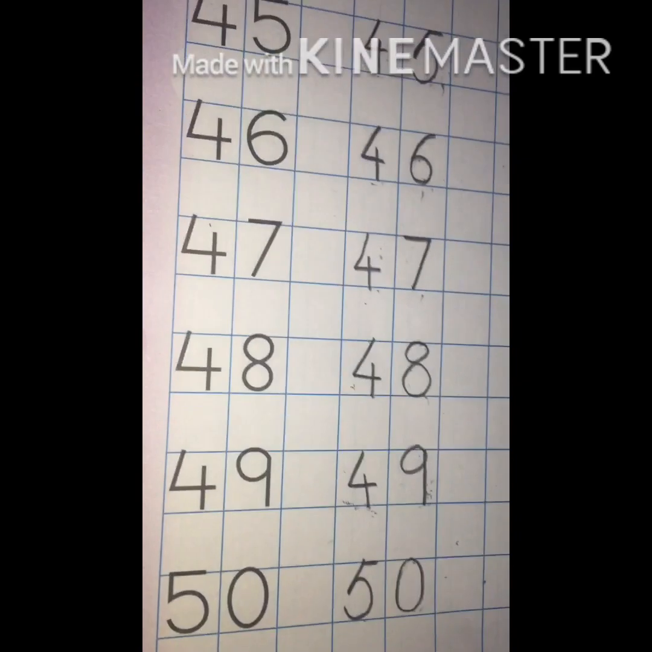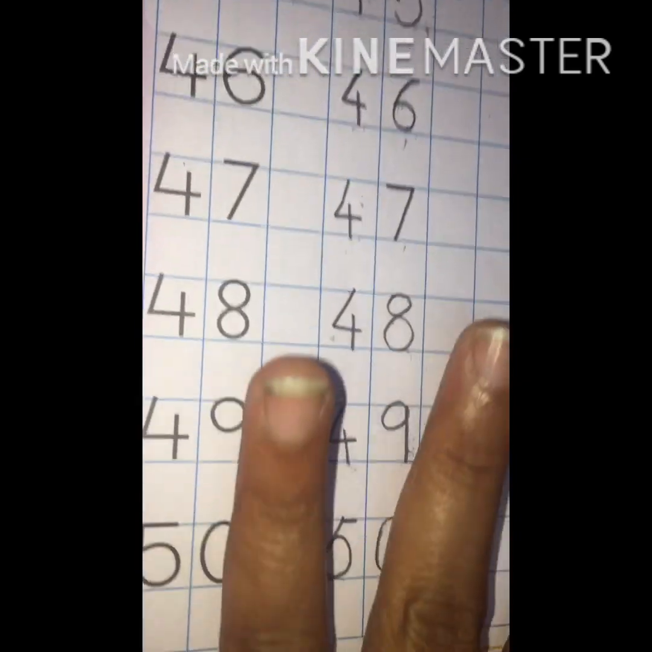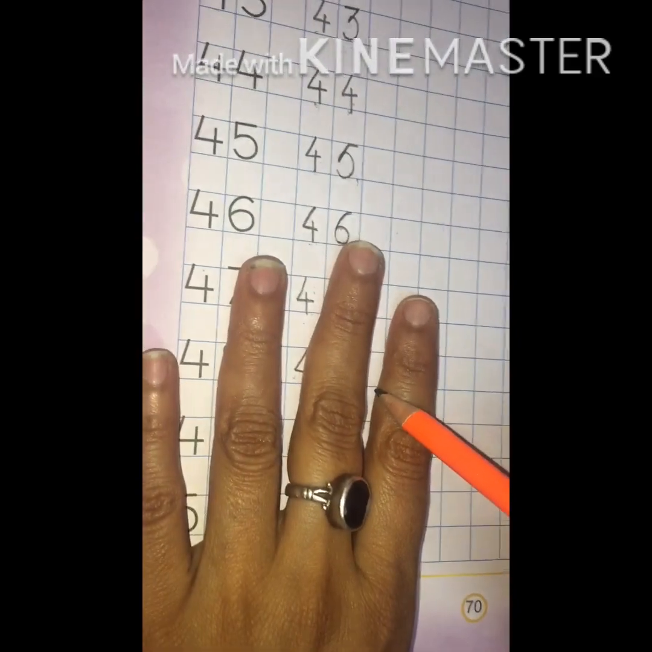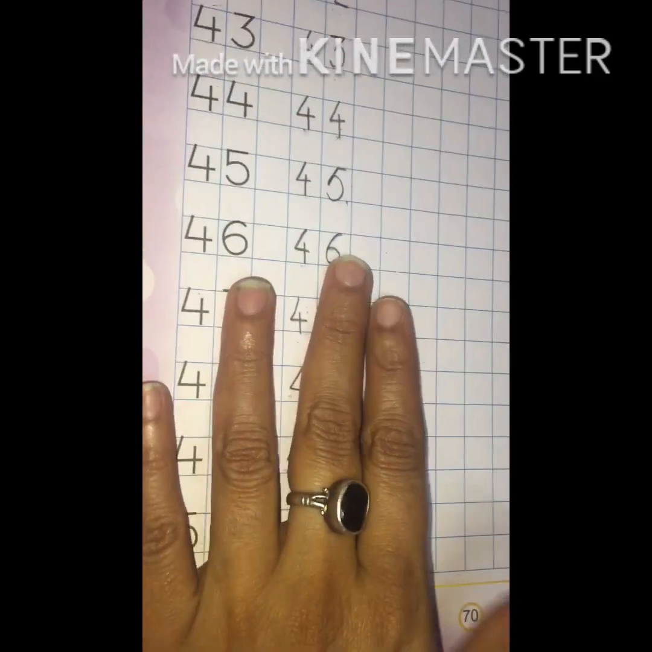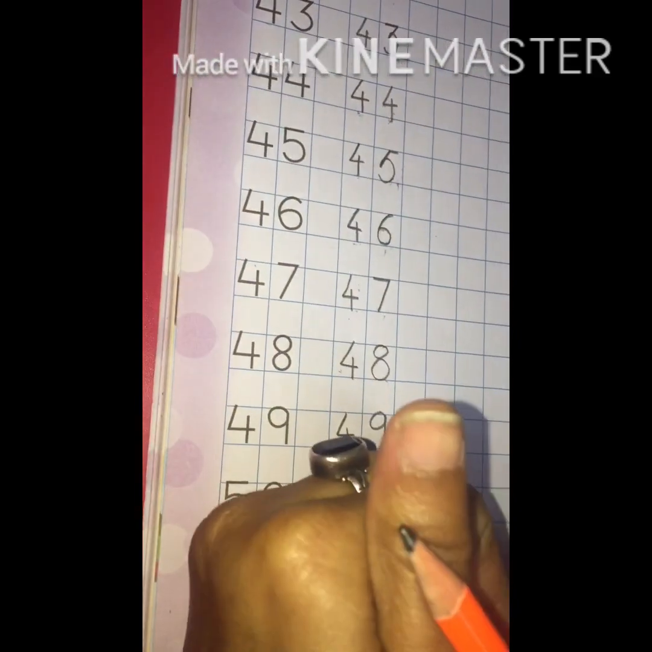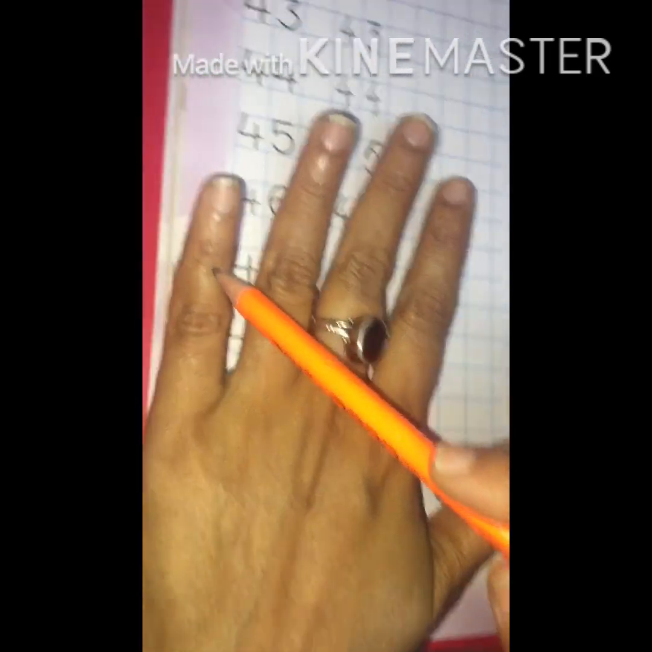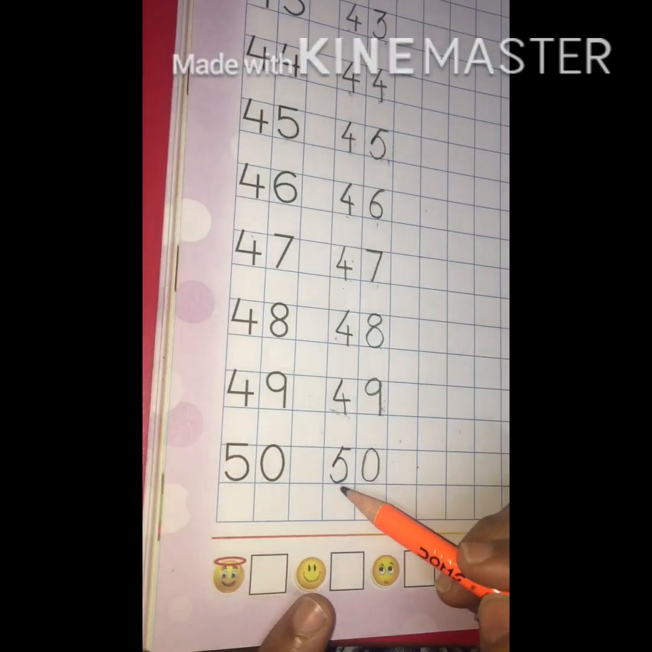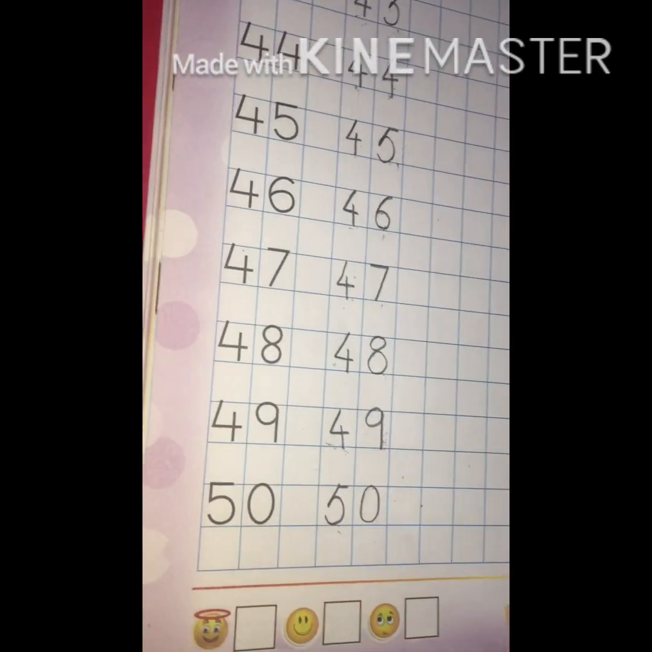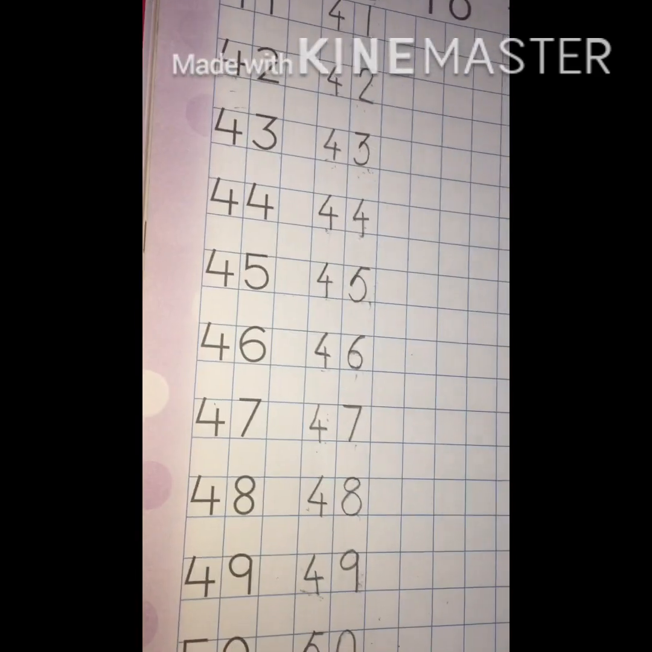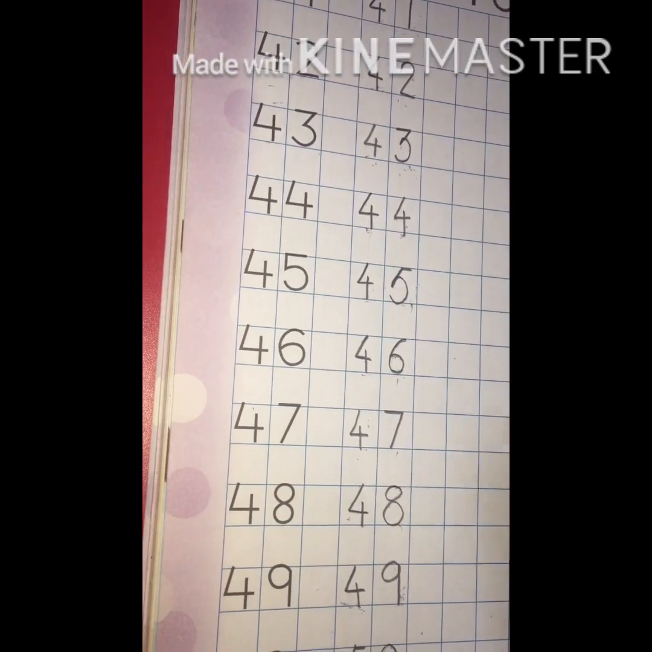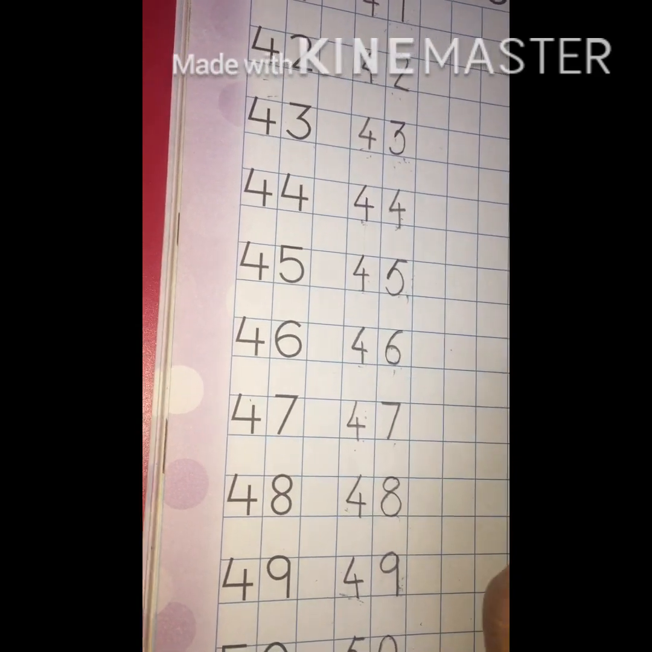10. We have 4 fingers here. 1, 2, 3, 4 fingers. And 1 we have got from number 10. So how many fingers do we have now? 1, 2, 3, 4, 5. So number 5 has come here. Now we are going to do counting from 51 to 60.